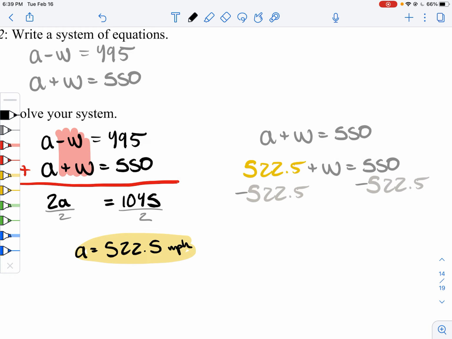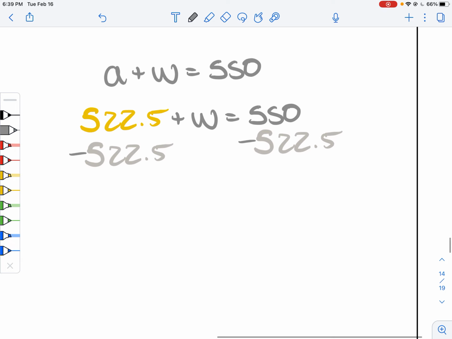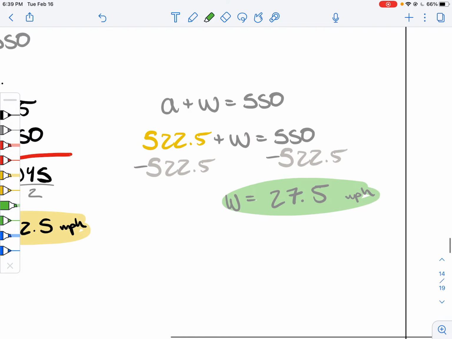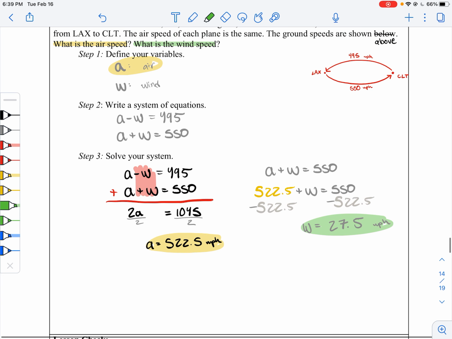pause for dramatic effect, that W equals 27.5 miles per hour. So the wind is blowing at 27.5 miles an hour. There you have it. We've got our wind speed. We've got our airspeed.